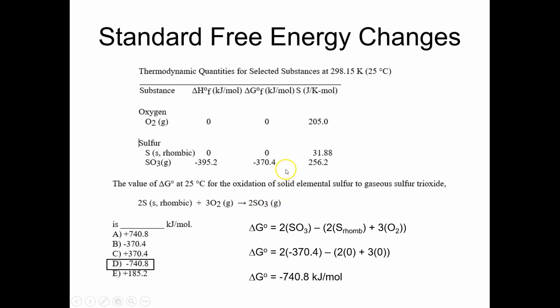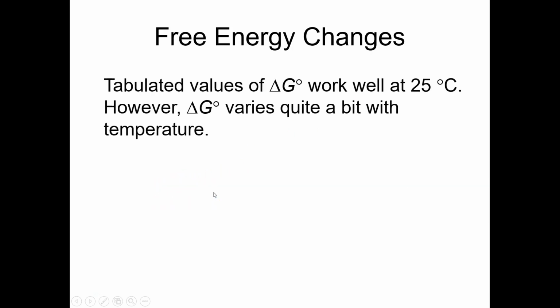And so we could do this reaction, we could do this calculation in this way, just taking the delta G values out of the table, because it was asking us for the value of delta G at 25 degrees Celsius. And so these tabulated values of delta G work well at 25 degrees Celsius, but delta G varies quite a bit with temperature.